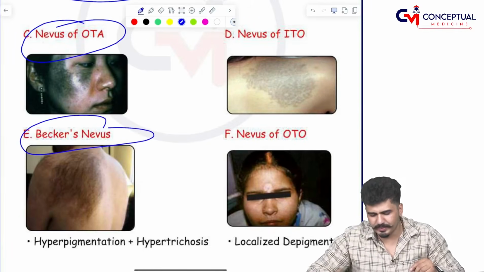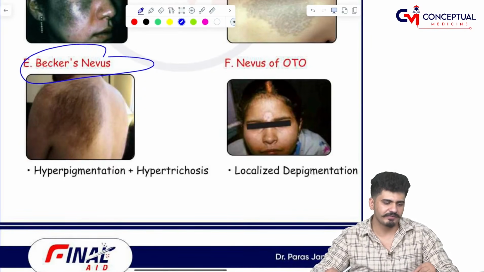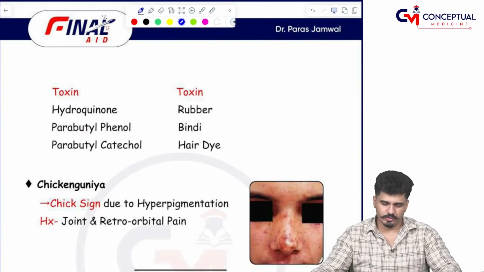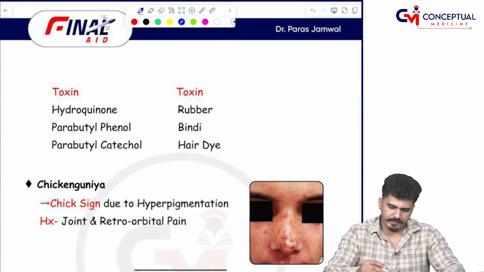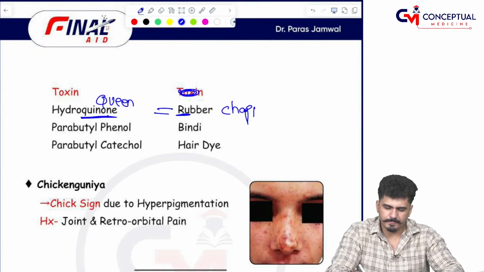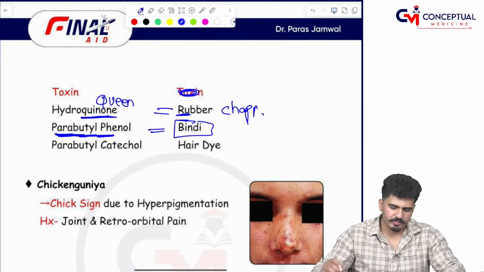Now coming to depigmentation because of the toxins secreted by different products. Now let's see what are the toxins and what is the source. Toxin source: what comes from rubber? Hydroquinone. Hydroquinone is like what does a queen wear? Rubber slippers. For the husband, para-butylphenol. What do you wear for your husband? Bindi. So remember, from the bindi comes para-tertiary-butylphenol.